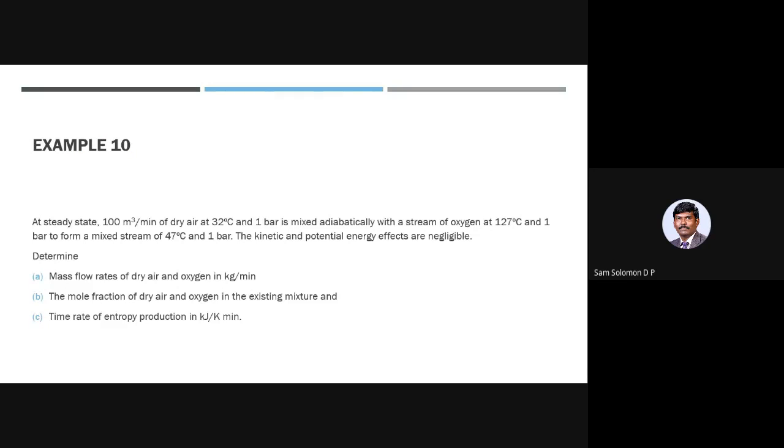And you will see one more example. I think this is the last one. At steady state, 100 meter cube per minute of dry air at 32 degrees centigrade and 1 bar is mixed adiabatically with a stream of oxygen at 127 degrees centigrade and 1 bar to form a mixed stream of 47 degrees centigrade and 1 bar. The kinetic and potential energy effects are negligible. Determine the mass flow rates of dry air and oxygen, mole fraction of dry air and oxygen, time rate of entropy production. This entropy production is something which we have to look into. I think the rest will be very simple for you.